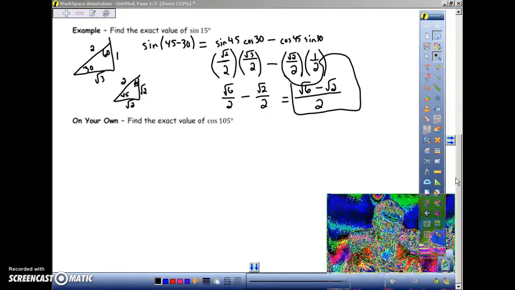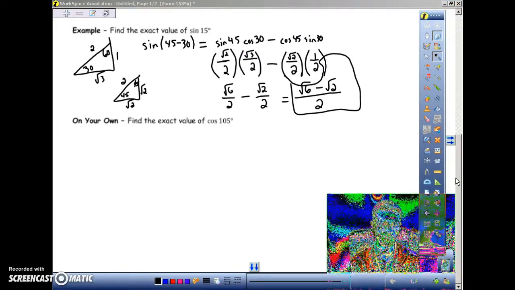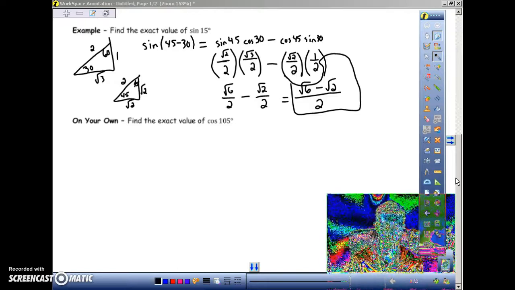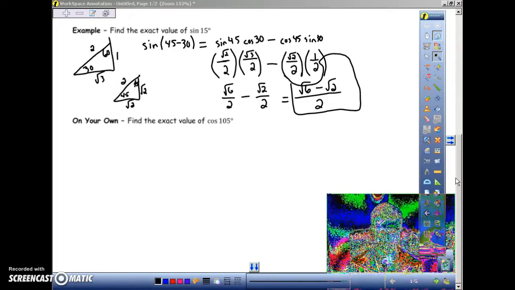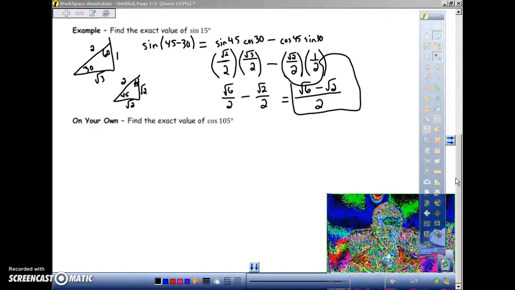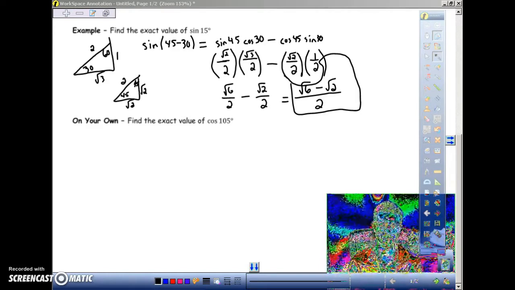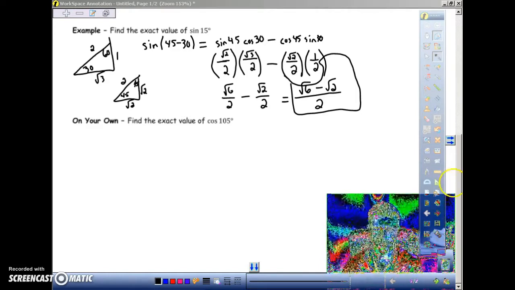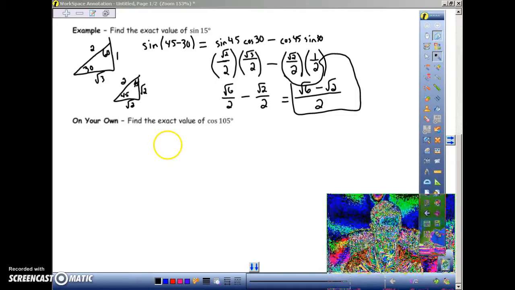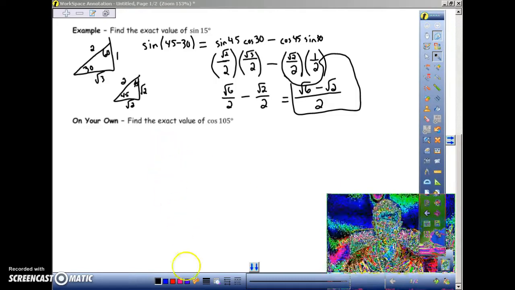Very, very similar. Again, try and find the two angles that you know that you can use. If it's not an angle from a special right triangle or 90 degrees, then it can't work. So you need to make sure that you can combine two angles that you're familiar with. And it can be addition or subtraction. So try that, and we will see how you do.